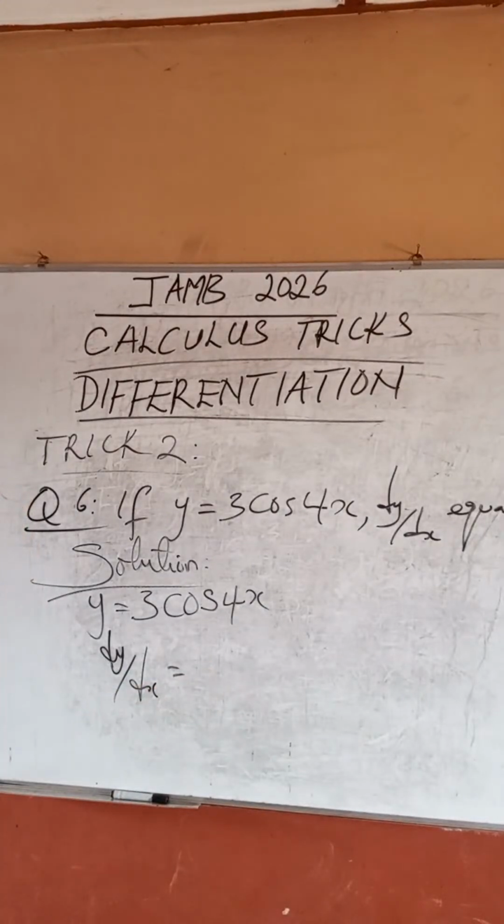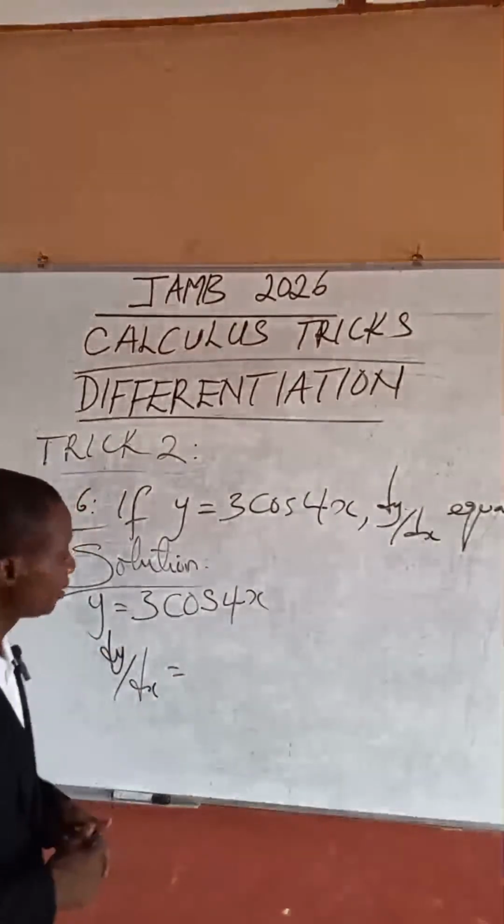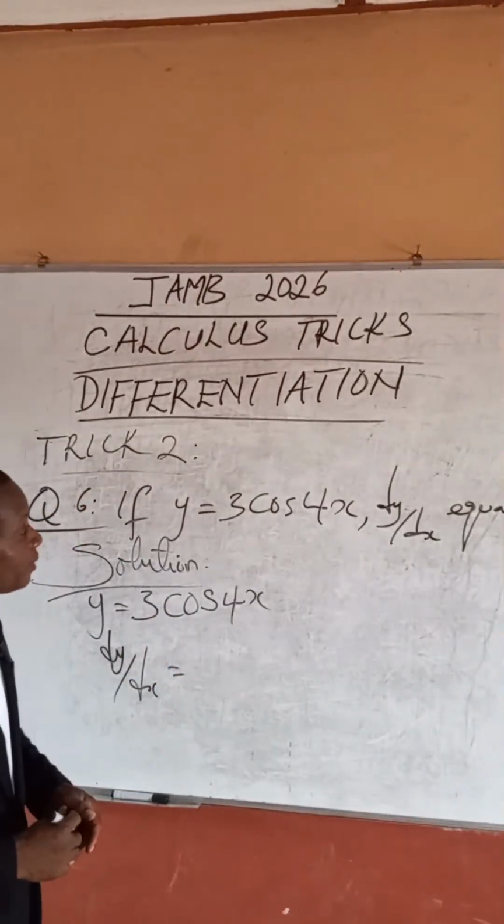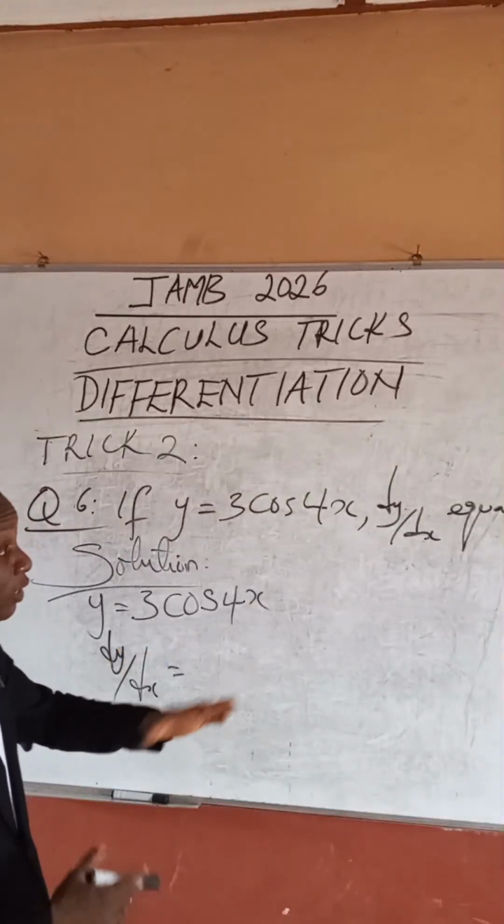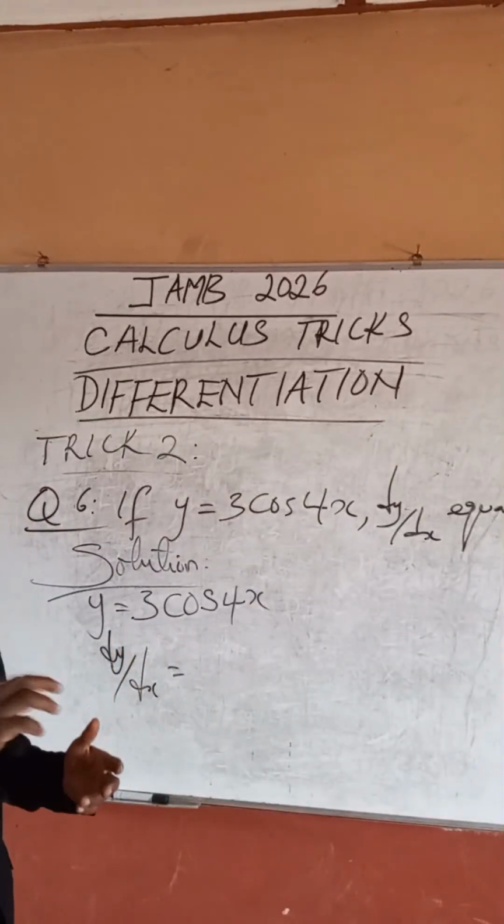I'm waiting for the answer. So, who can give me the solution to that? Yes, who is there? Solution to this question. What is the solution? Please, let's see if we can get the solution to this. It's very easy. JAMB will not say something very complicated, but they can be tricky at times.